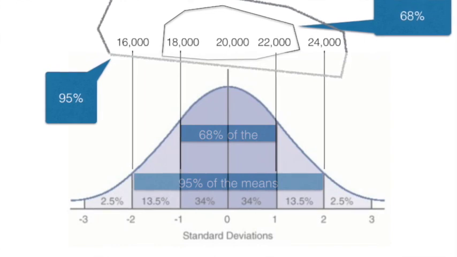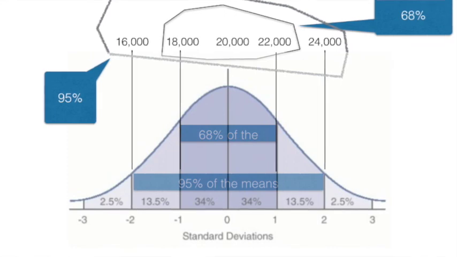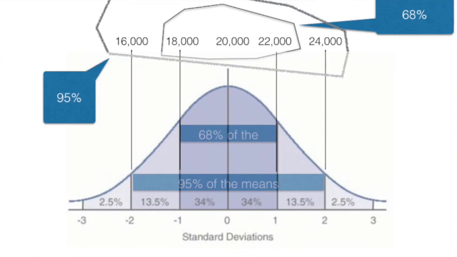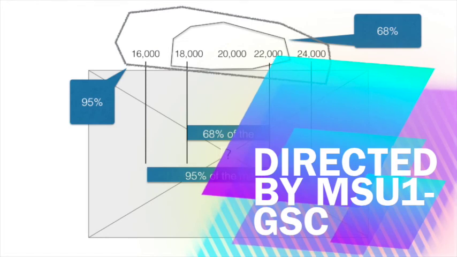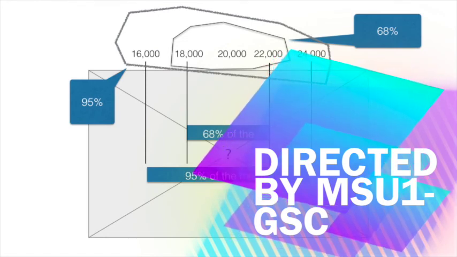So how sure are you that the answers that you got are true? Well, you are sure that 68% of the graduate students will have income between 18,000 and 22,000, and 95% of the respondents will have incomes between 16,000 to 24,000. So that's it, folks. That's how you understand the implication of the bell curve in your statistical analysis.